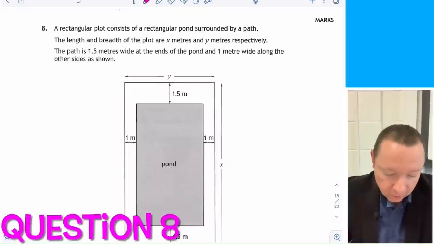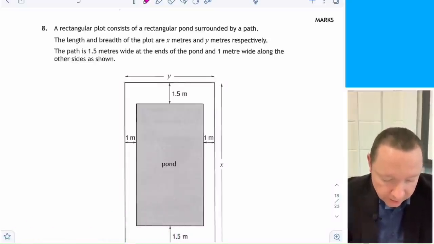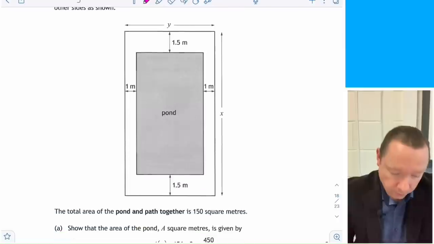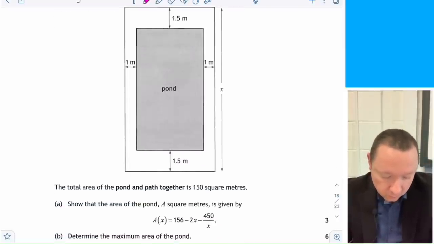It consists of a rectangle, a pond surrounded by a path, the length and breadth x and y, and the path is 1.5 metres wide at the pond ends and 1 metre on the other sides, as shown. The total area of the pond and the path is 150. Show that the area of the pond is given by this equation.